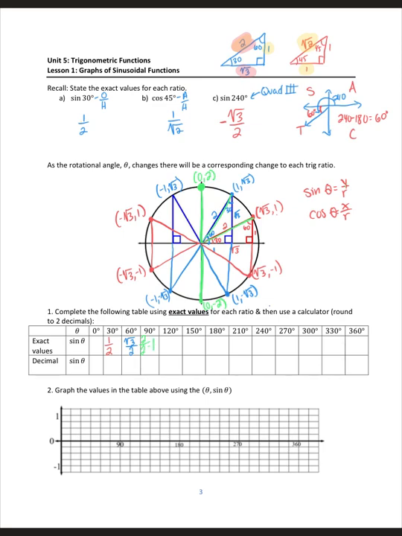Okay, if I wanted to look at 120, 120 is that next angle, so 30 degrees past 90, so that's right here. So now we're looking at this line. So again, when we're trying to find the sine of an angle, it's always going to be your y value over your radius. So in this case, our y value is a radical 3 over 2.